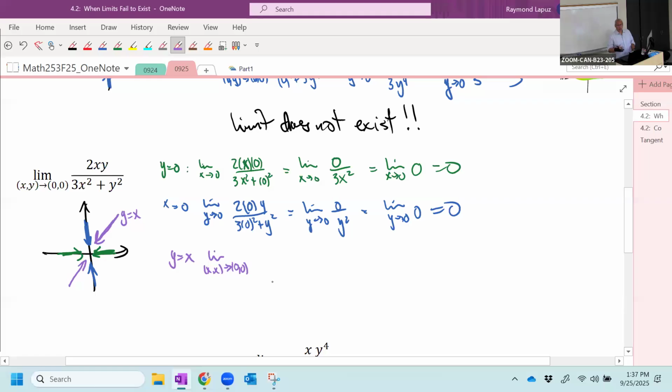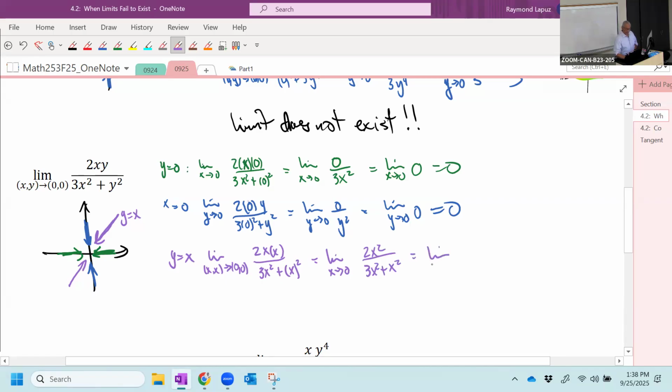So wherever we see a y, we'll put an x in there. So we got 2x, wherever we see a y, we'll put an x in there. The denominator is 3x squared plus y squared, so wherever we see a y, we'll put an x in there. All right, so there's no more y's. We don't need to take the limit with the y, so this could be just the limit as x approaches 0. And then what do we have? We have 2x squared and 3x squared plus x squared.